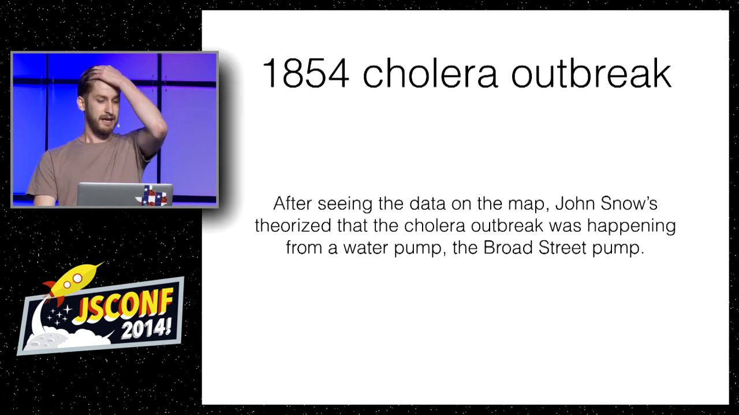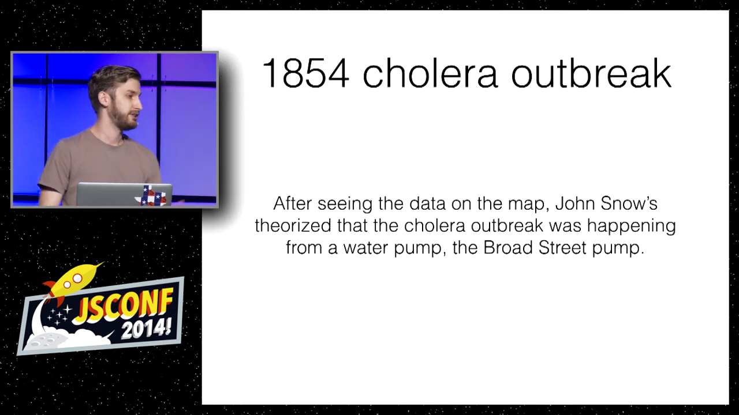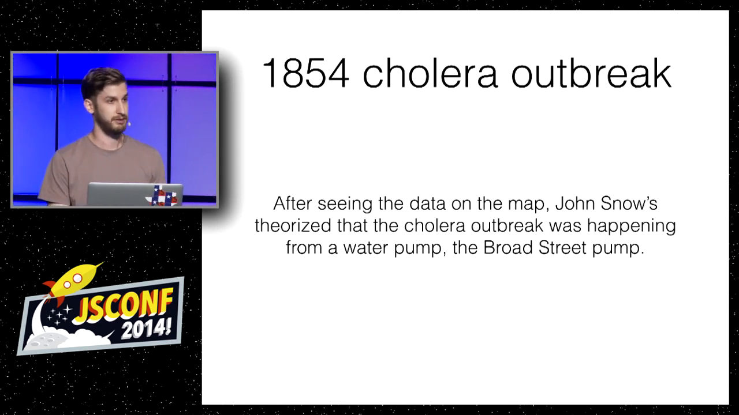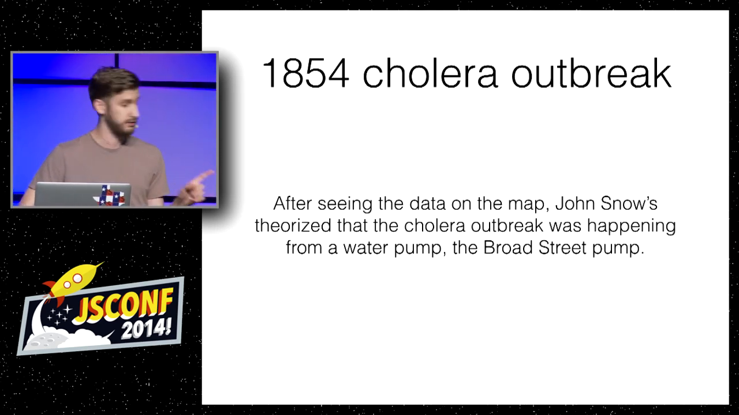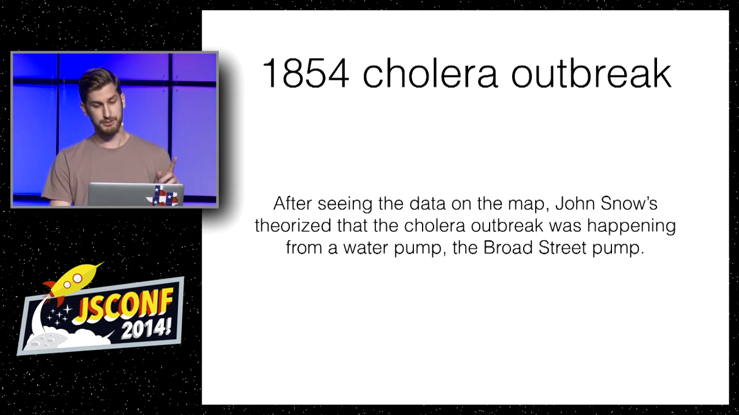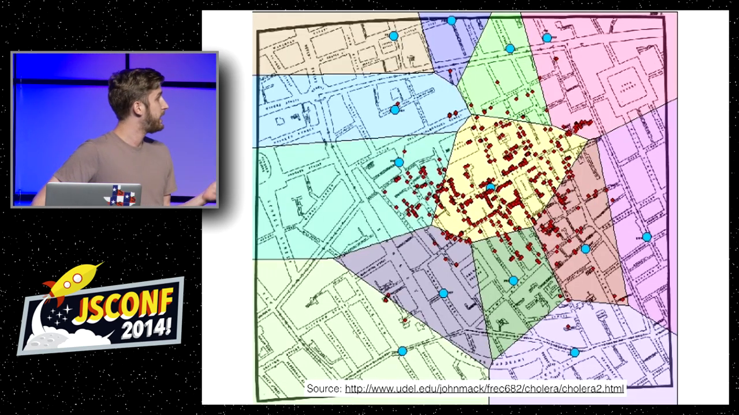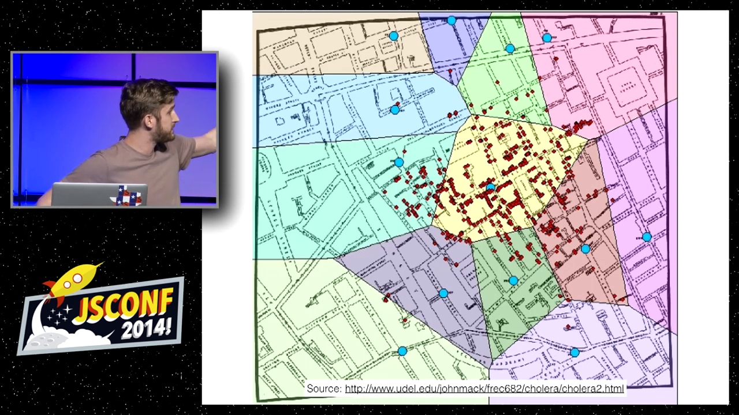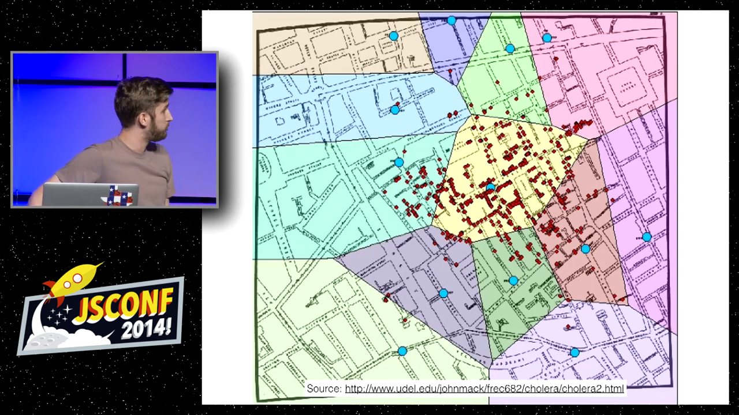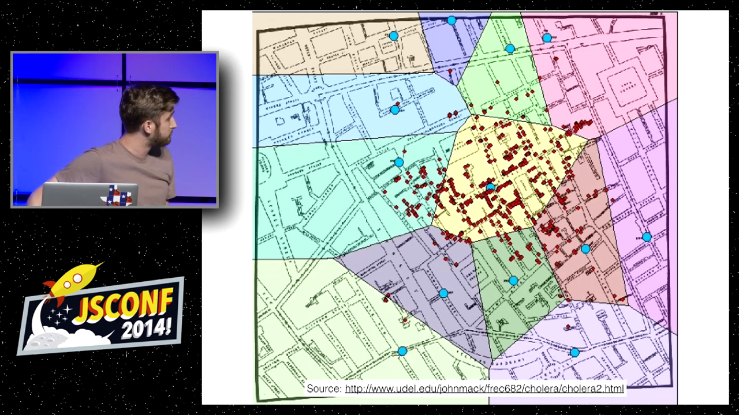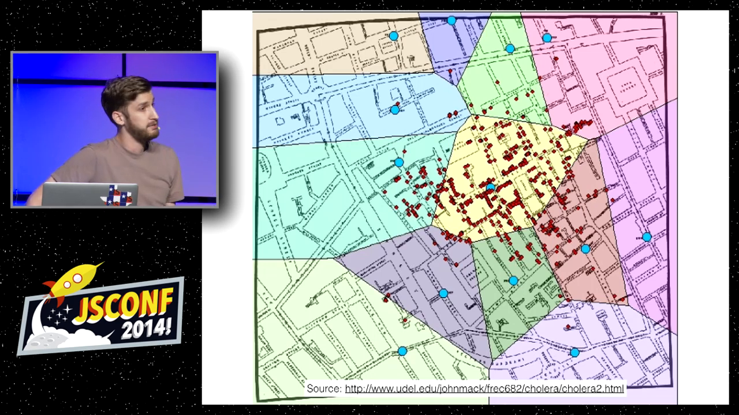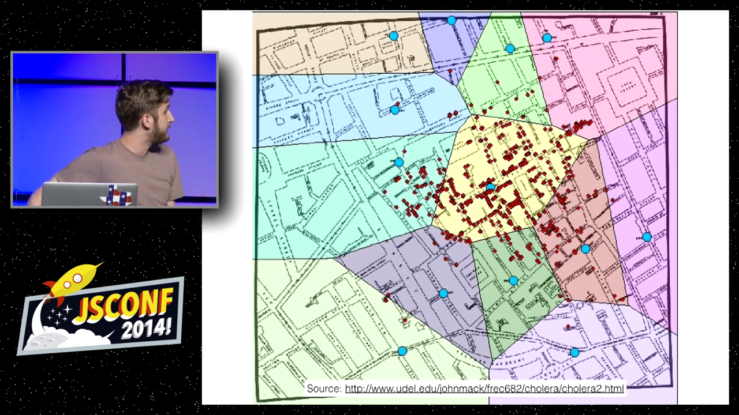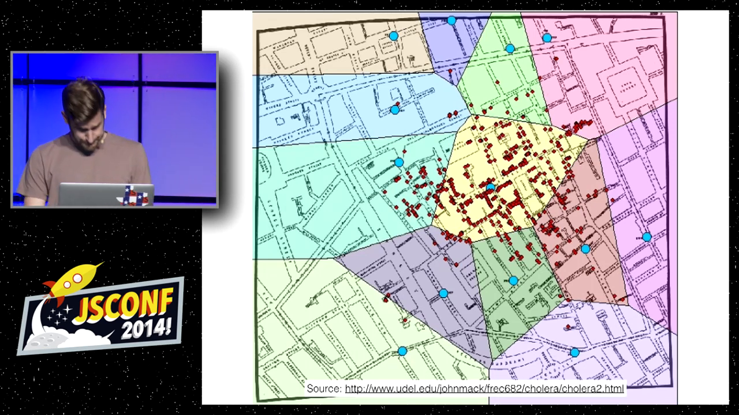After seeing this data, John Snow actually already had this theory, but this helped prove his theory that the cholera outbreak was happening from one particular water pump, the Broad Street pump. And this is with some modern-day visual aid, sort of what he was seeing. So we've got the Voronoi diagram. Soho is split up based on the water pumps, and a majority of the deaths are happening in one of those particular shapes. And in the center of that shape is the Broad Street pump.